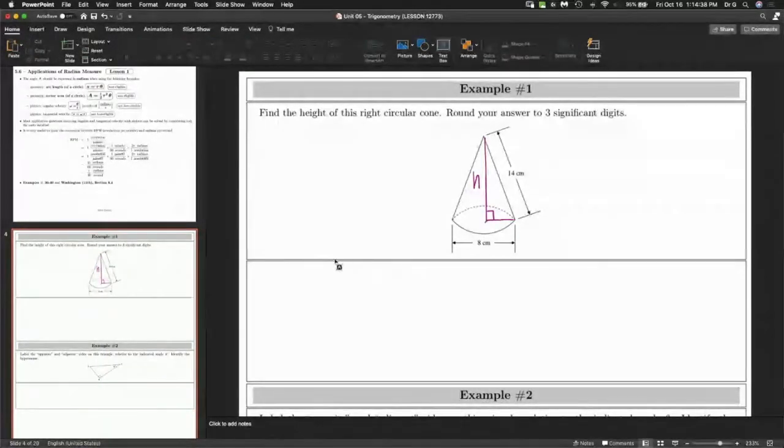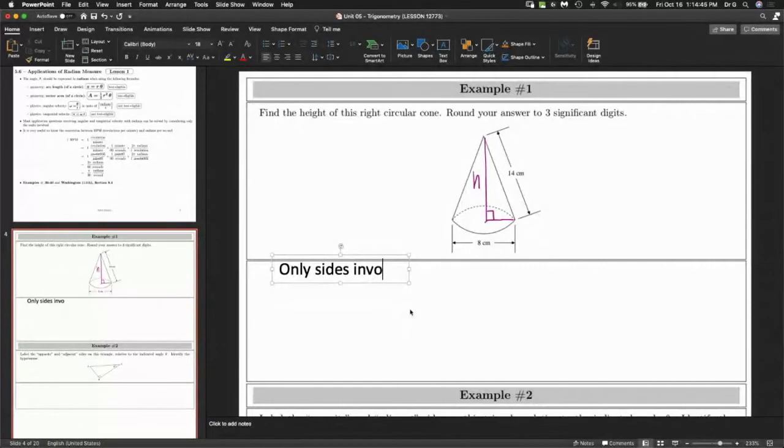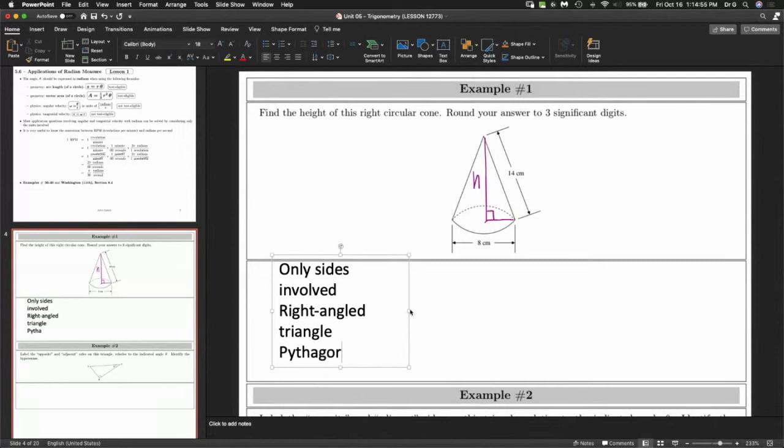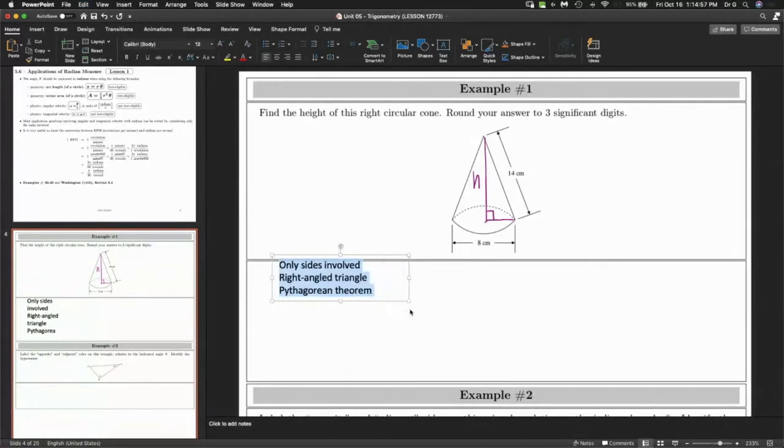Thank you, Shazad. Very nice. So, only sides involved. It's a right angle triangle. Pythagorean theorem. That's my thought process with this question.